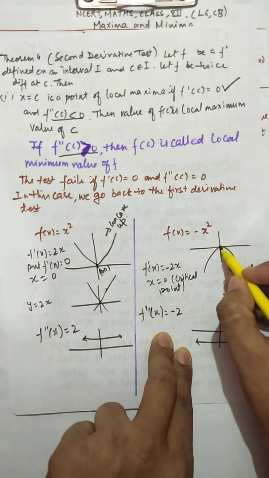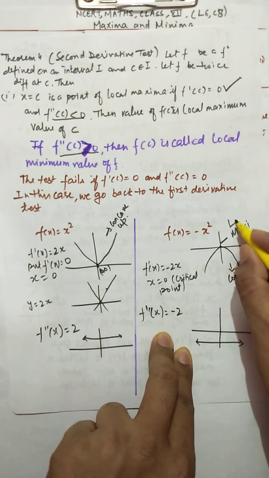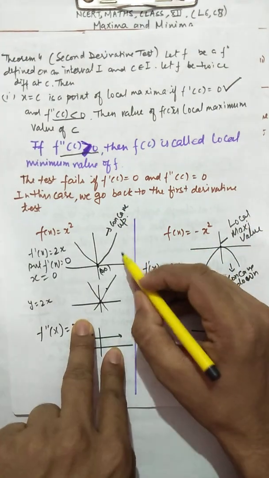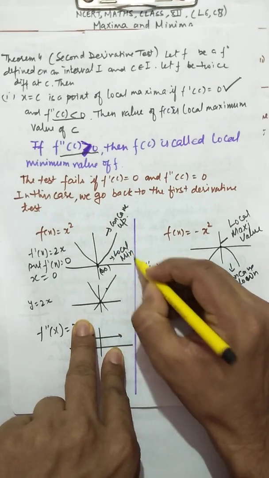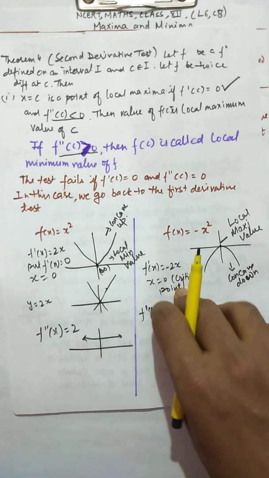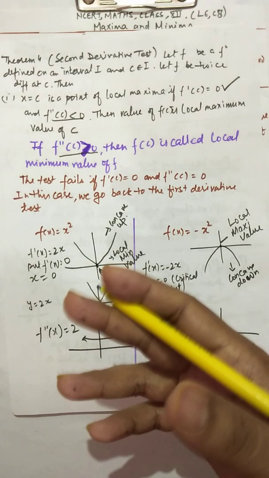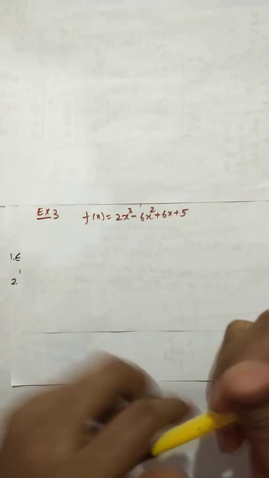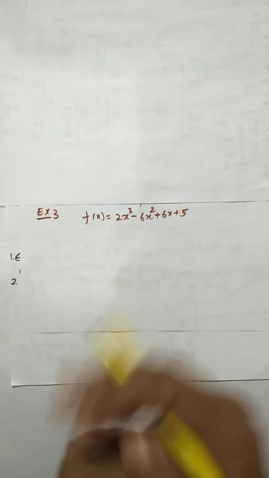And if it is concave down, you know that the function will have a local maximum value. If this function is concave up, then the function will have a local minimum value. So this is the importance of this second derivative test. Now we'll take one example to actually understand how that method works. So we apply this second order derivative test to find the local maximum and local minima of this function.